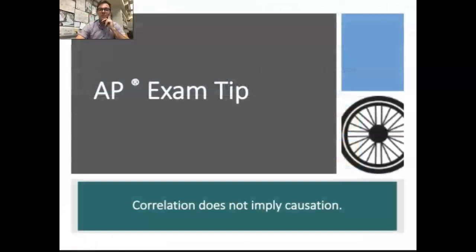Our AP exam tip for the day is to make sure you take note of the emphasis on this: correlation does not imply causation. Correlation does not show a cause and effect relationship. Why? Because we are not manipulating any variables. We can only see a possible relationship.